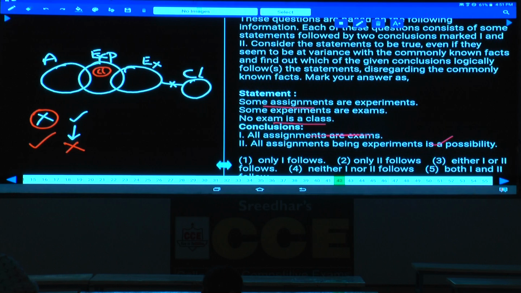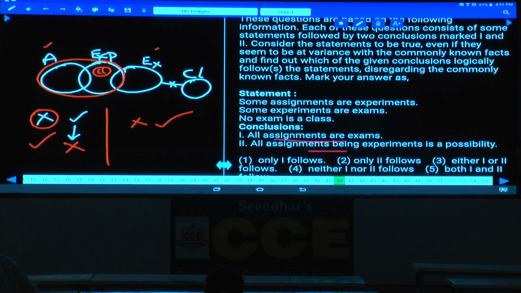Then question number 42. Now this question number 42 is also based on the same statements. Tell me what the conclusions are here. All assignments are examinations: assignment is here, exam is here, that is false. Next one. All assignments are experiments is possible. Is it possible or not? All assignments are experiments means experiments must be drawn like this. Tell me whether we can draw like that or not. Yes, we can definitely draw.